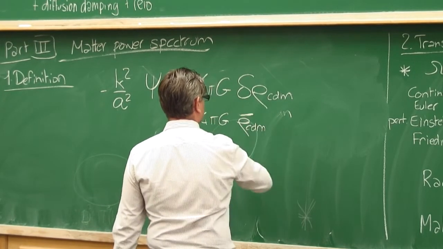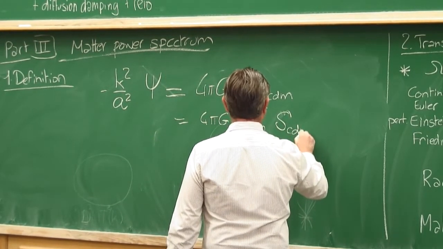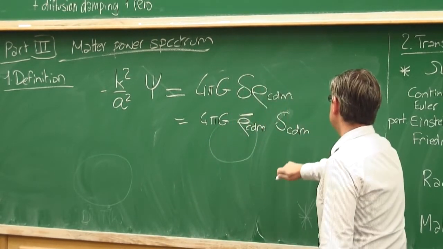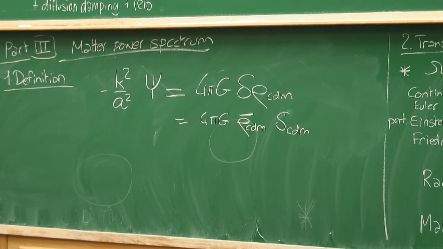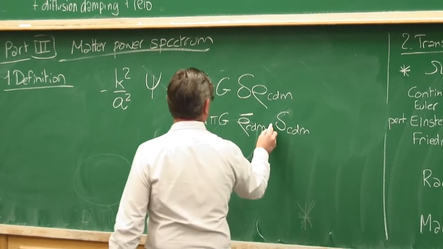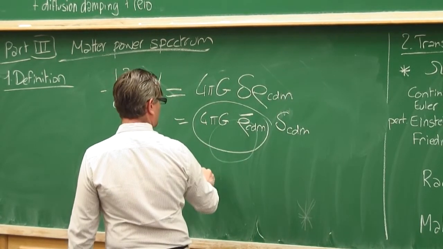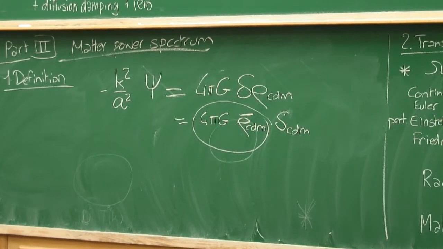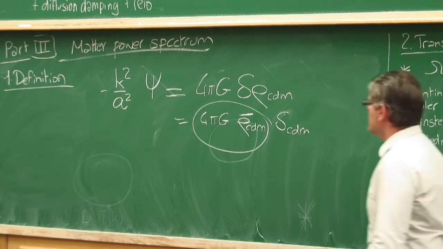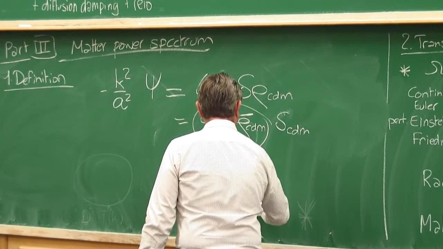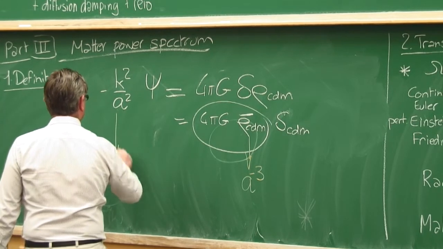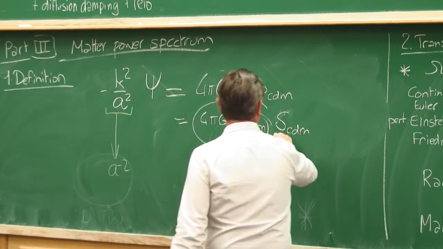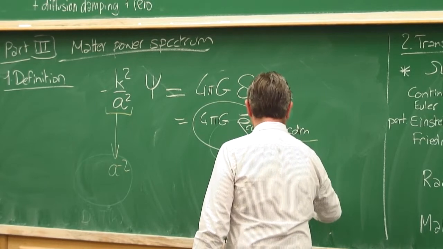Well, the first step is true anyway. I can replace this by the average density times the perturbation. Rho CDM during matter domination is essentially rho total. So I can use the Friedmann equation and replace this by a prime over a squared. But this is not what I wanted to do. We have enough here. Look. During matter domination, this scales like a to the minus 3. This scales like a to the minus 2, this factor. And we have just shown that this scales like a.